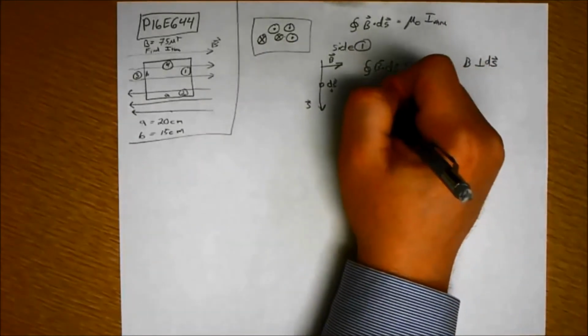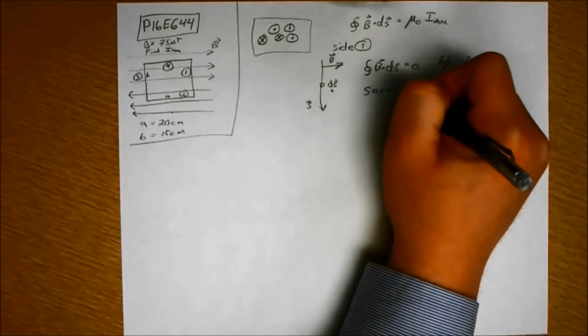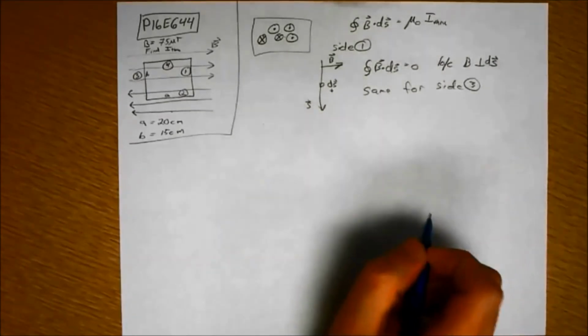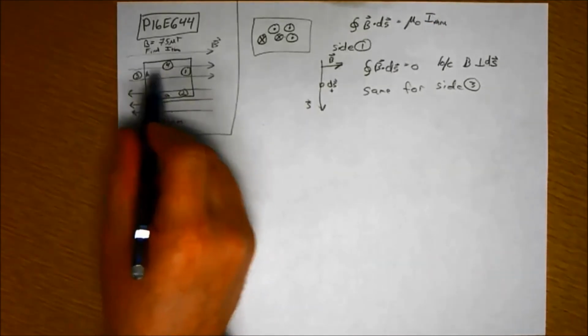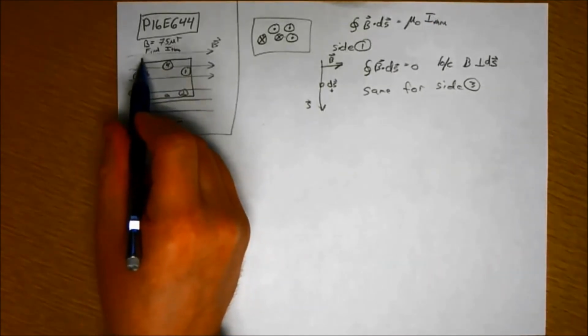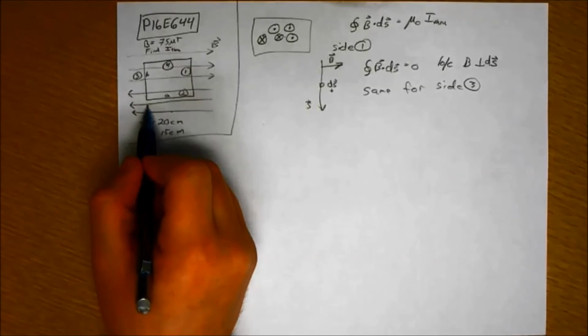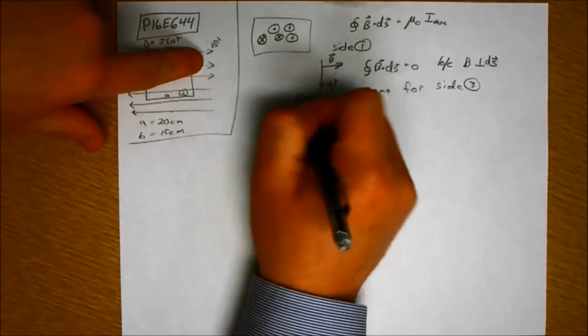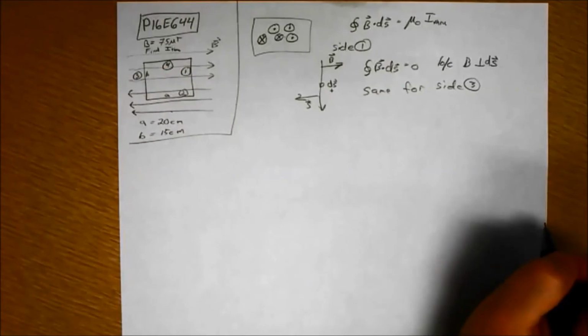So this is the same for side 3. Same situation. The magnetic field is pointing this way, and you're integrating along this direction. Now, even though the magnetic field switches at some point, it's always perpendicular. So that equals 0.